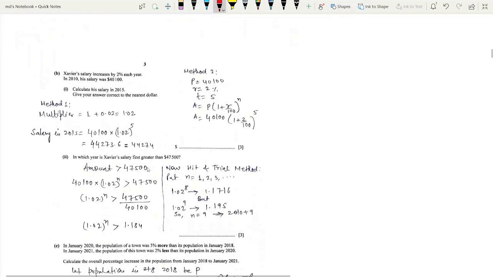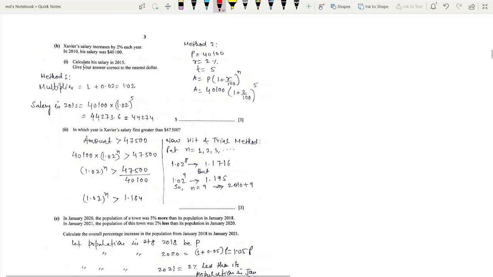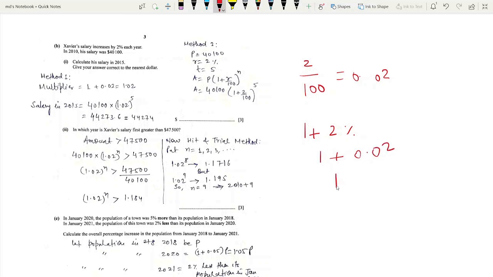Okay, now B part. B part says Xavier's salary increased by 2% each year. This time it is increasing. And in 2010, his salary was $40,100, right? So here I have written method 1. Here I will use the multiplier concept. So again it is increasing. So increasing means 1 plus 2%. 2% means 2 over 100. And 2 over 100, here you can check, it means this is 0.02. So you have to add 1 plus 2%. It means 1 plus 0.02, which is 1.02. So here you can check 1.02.